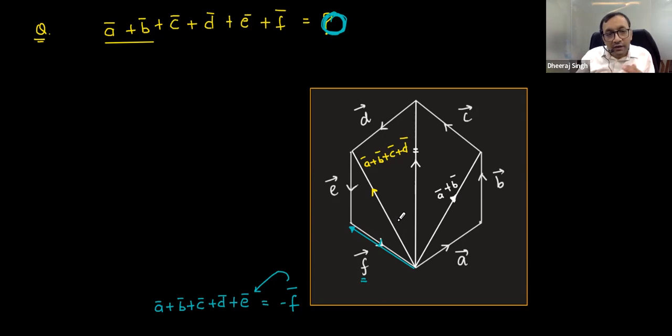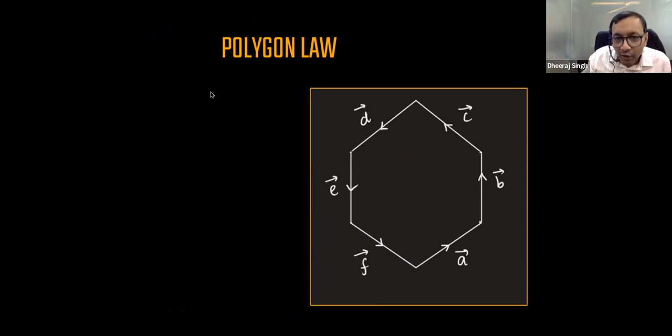All right. So this brings to us an important law. Suppose this is not a hexagon. Suppose it is a pentagon. Then if I arrange the vectors like this, will the sum of all the vectors still be zero or not? So no matter how many sides a polygon has, if the vectors are arranged in the same cyclic order, clockwise or anticlockwise, if you add them up, it will give you sum as zero only.